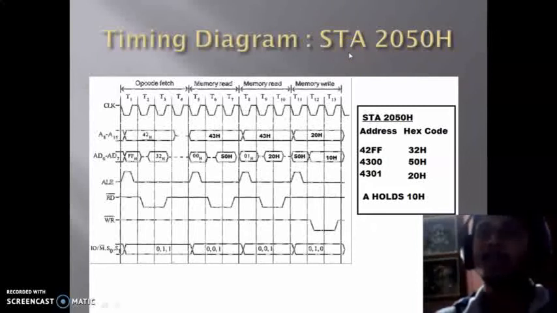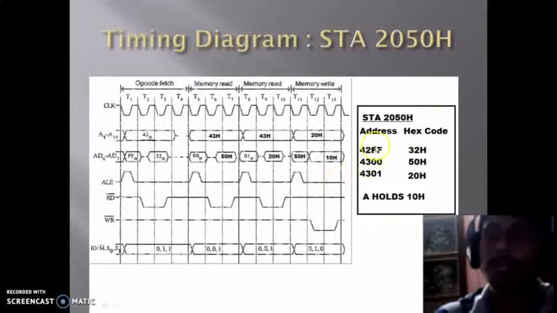STA has an opcode, and the 8-bit data will be stored into our address 42FFH. The lower order address 50 is stored at 4300H, and the higher order address 20 will be placed at address 4301. Here the accumulator holds 10H of data. Basically, this operation sends the content of A to the address 2050.